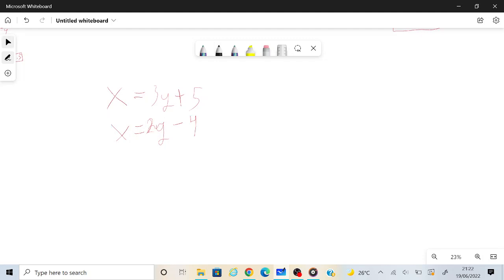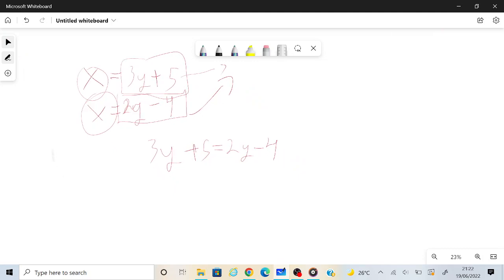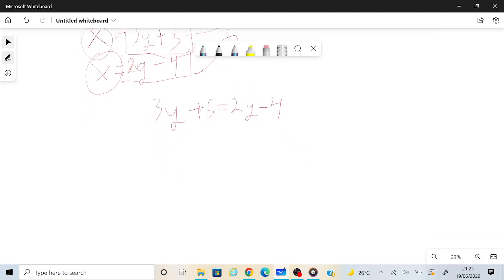And what does that mean? That means that this equation, 3y plus 5, is the same thing as 2y minus 4, because they have the same x value. So all you can do is just equate this to this. So you can have 3y plus 5 is equal to 2y minus 4. And then simply solve this question. So 2y comes over here. That would be y equals minus 4 minus 5, that's minus 9. So your y is minus 9.